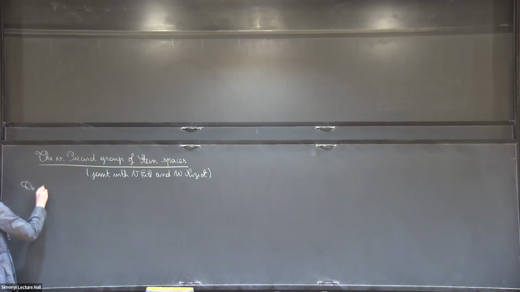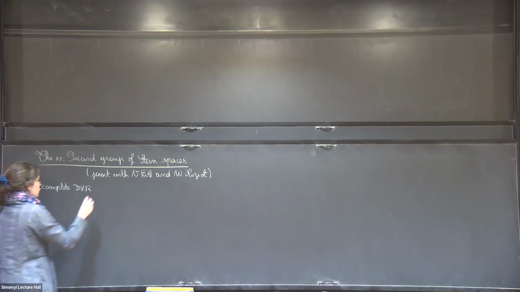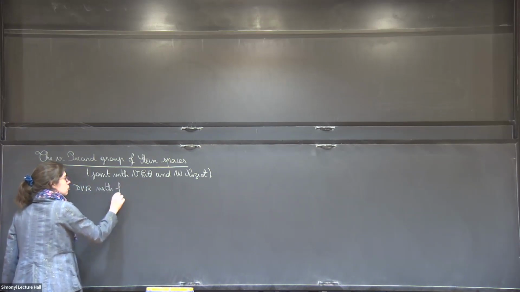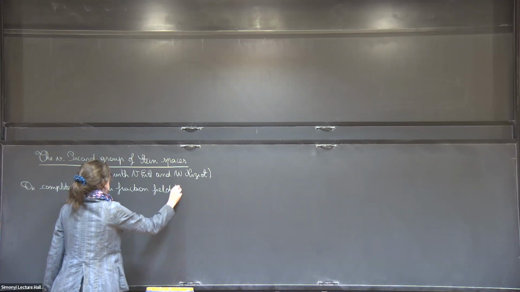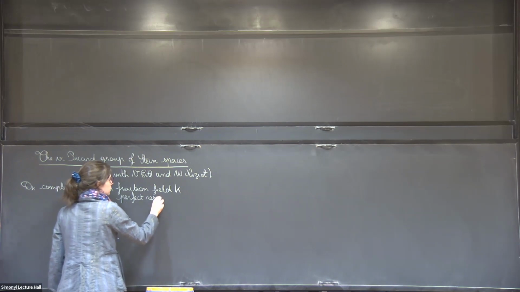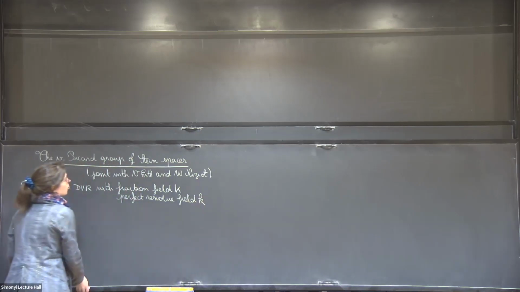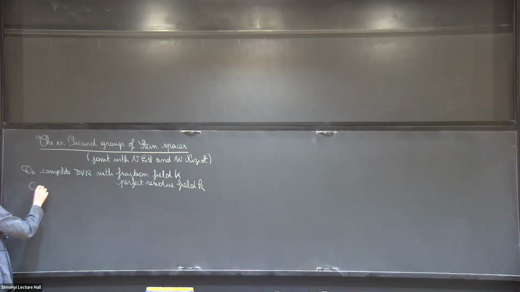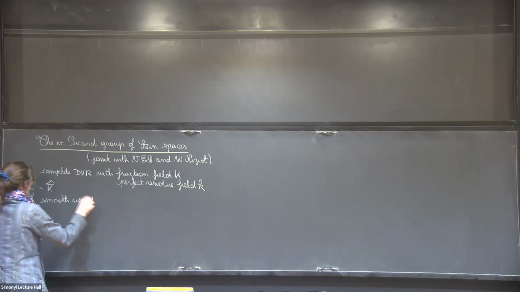Let K be a complete discrete valuation field with fraction field, and perfect residue field. And I will take C, the completion of an algebraic closure of K, and X will be a smooth analytic variety over C.